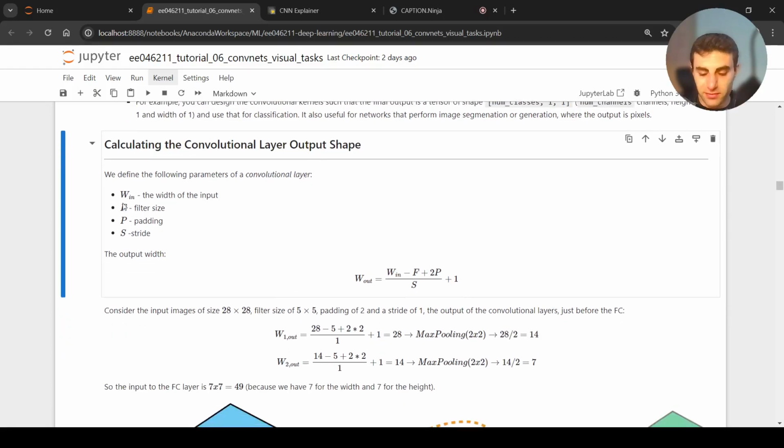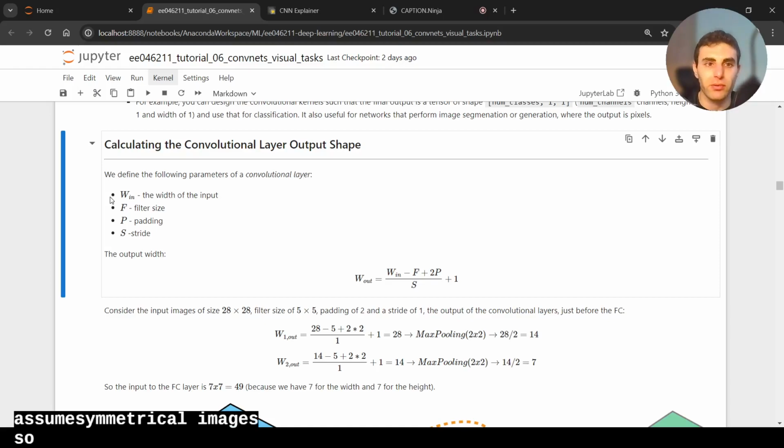So let's define the width of the input, W in. Usually we assume symmetrical images, so W in equals H in, the height, but it doesn't have to be like that. The formula is the same, but for simplicity, we just do it on the width. But since usually the width equals the height, it's the same.